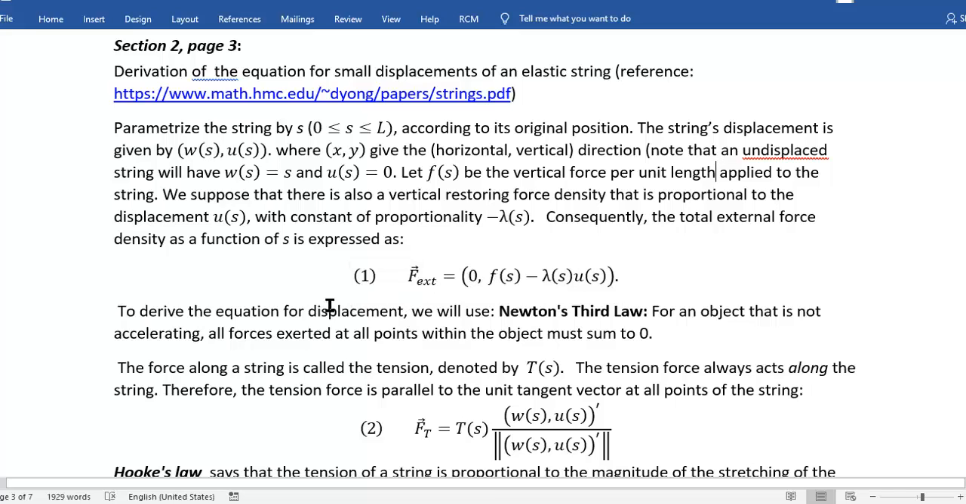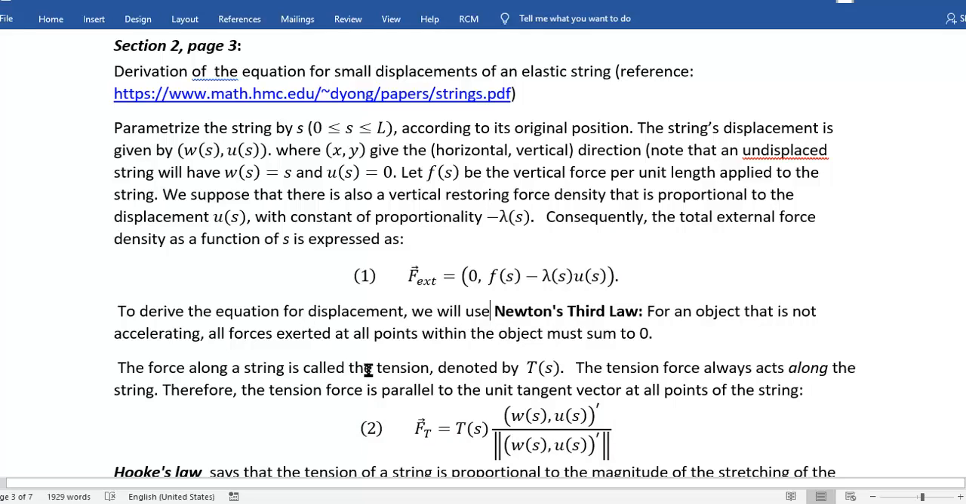So, to derive the equation for displacement of the string, we will use Newton's third law. For any object that is not accelerating, all forces exerted at all points within the object must sum to 0. You may know Newton's third law as force equals mass times acceleration. If acceleration equals 0, that means force equals 0. So that's what we have here.